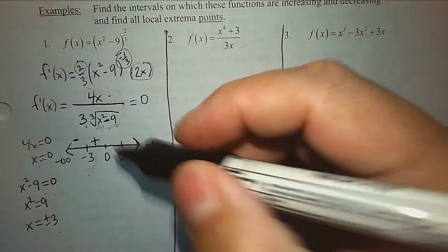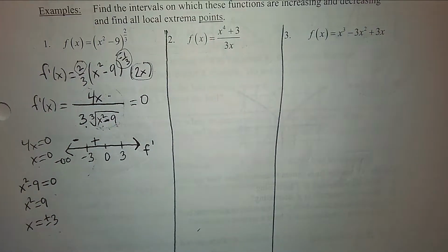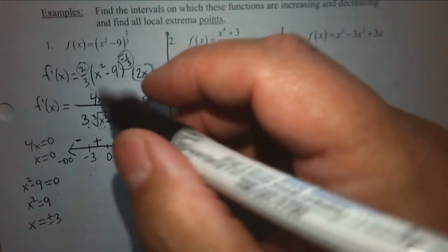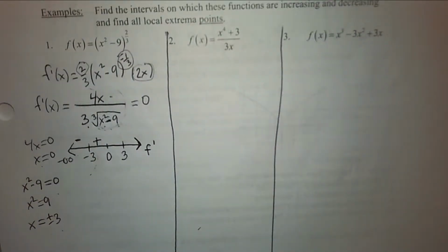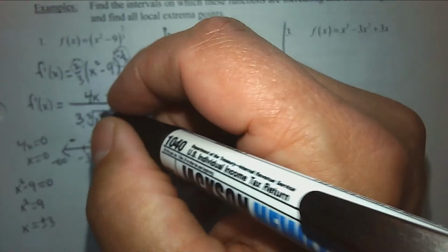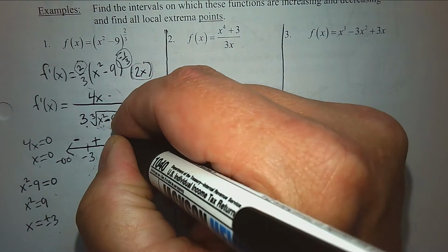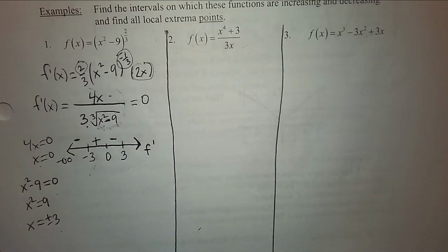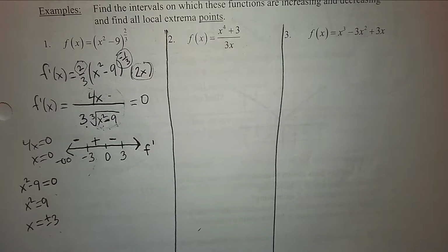All right, how about between 0 and 3? Pick a number. 1. I love 1. I love 2. Plug it into the top. Positive or negative? Positive. Good. Plug it into the bottom. Negative. Beautiful. Positive divided by a negative. Negative. Plug in a number bigger than 3 and see if the derivative is positive or negative.